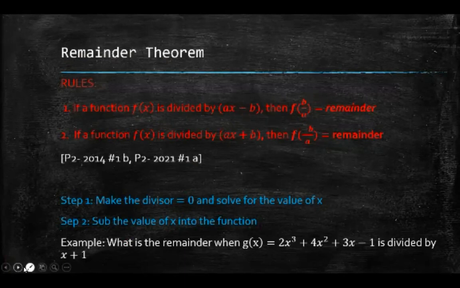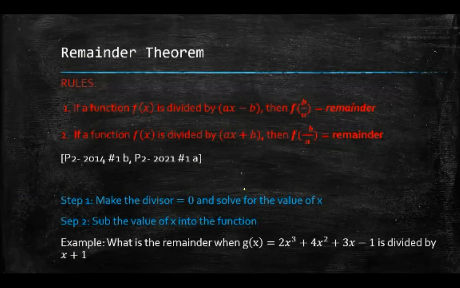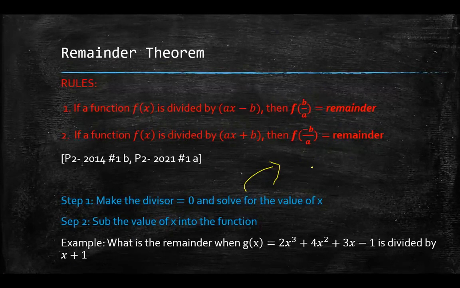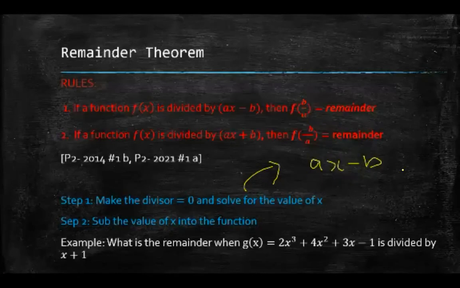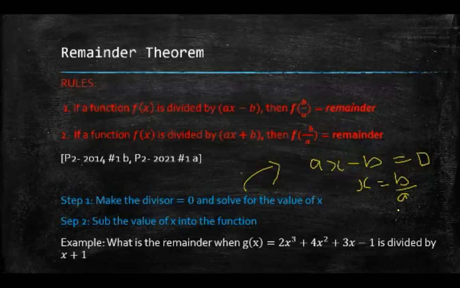If I have ax minus b as my divisor, and I told you that the first step is to put the divisor equal to 0 to solve for x. So ax minus b, that's my divisor, I put it equal to 0 to solve for the value of x. If I transpose, which just means to make something subject of the formula, to make x subject of the formula, I would get b divided by a. And that's how they got b on a, right?